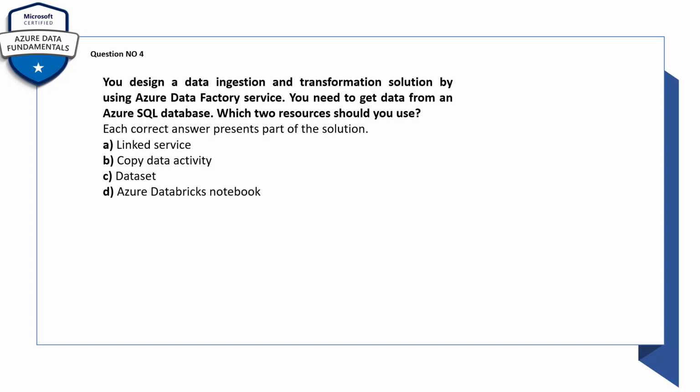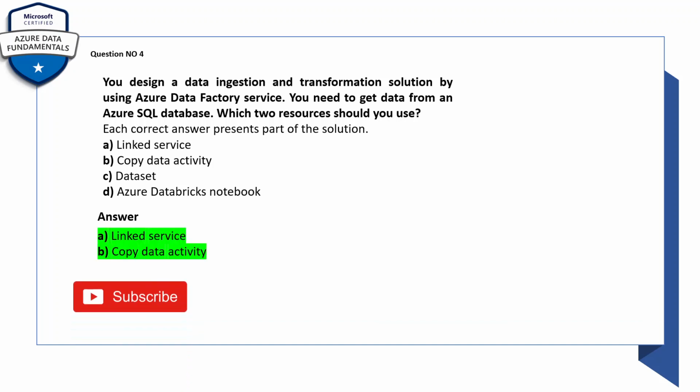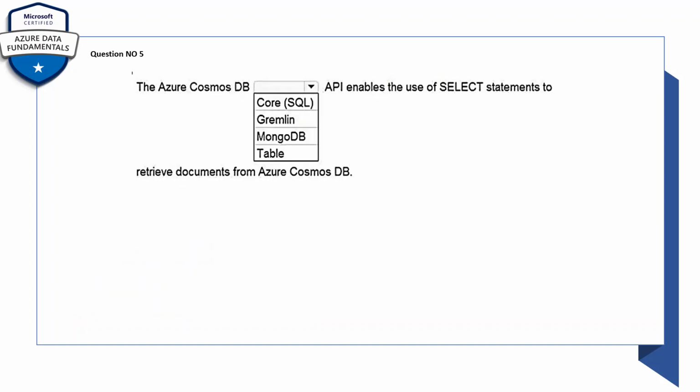Question number 4. You design a data ingestion and transformation solution by using Azure Data Factory services. You need to get data from Azure SQL Database. Which two resources should you use? Each correct answer presents part of a solution. So you need to select two resources. The options are A. Linked services. B. Copy data activity. C. Dataset. D. Azure Databricks node. The answer is A, Linked service, and B, Copy data activity.